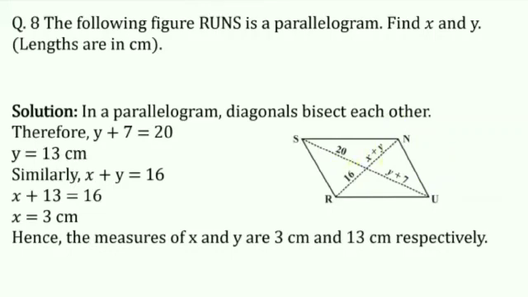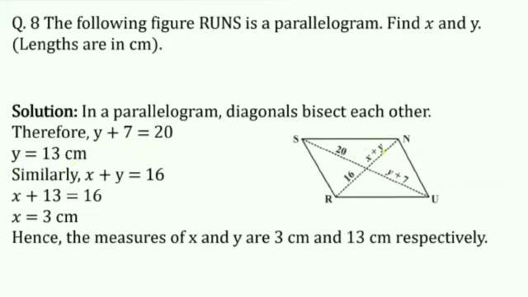Using the property of a parallelogram that the diagonals of a parallelogram bisect each other, that means x plus y is equal to 16 and y plus 7 is equal to 20. So using this property, first we will find the value of y. So y plus 7 is equal to 20, so y is equal to 13 centimeter.